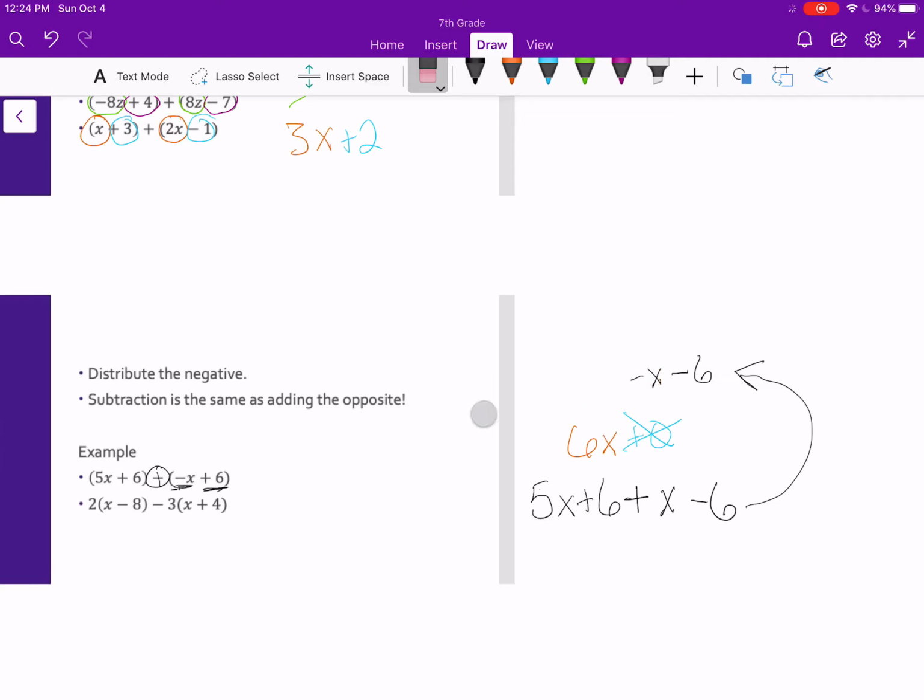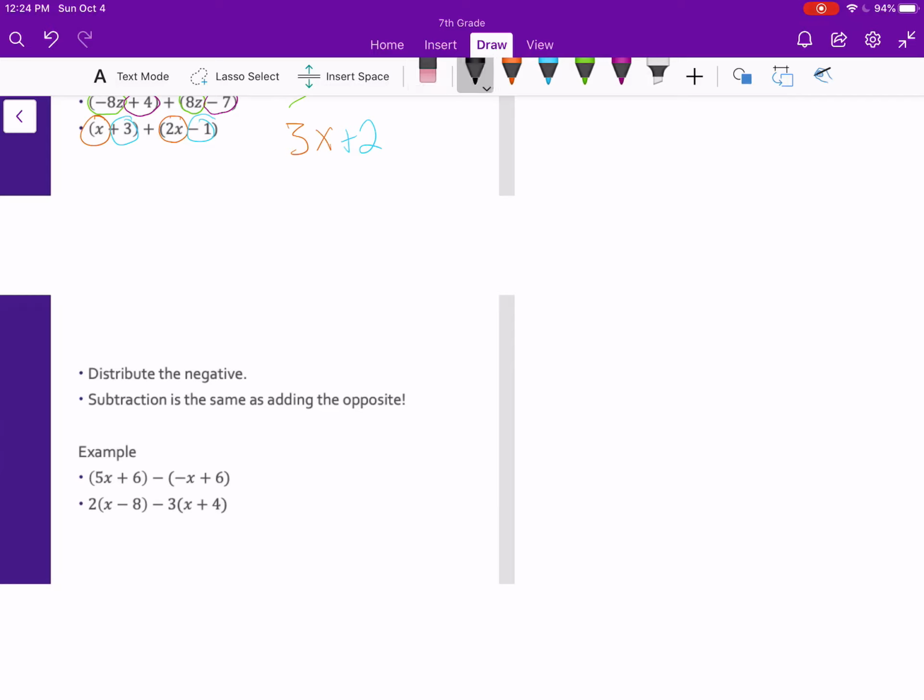So let's try it with the second example. All right, this one's a little bit more challenging because we have the distributive property. So I'm going to rewrite that over here just so I have more room. All right, so that 2 I'm going to distribute in. 2 times x is 2x. 2 times negative 8 is negative 16. Have to do the distributive property again. Negative 3 times x is negative 3x. Negative 3 times 4 is negative 12.